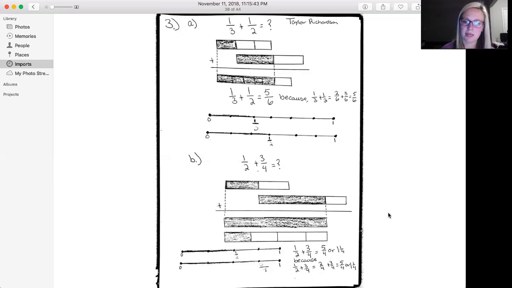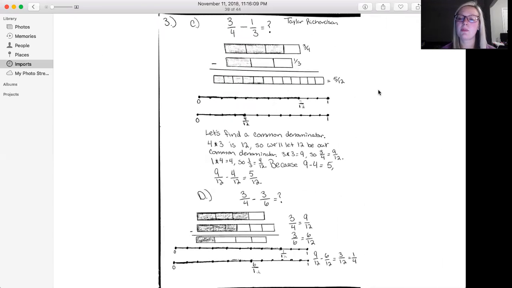And then part B is 1/2 plus 3/4, and we can see again the 1/2 shaded in and the 3/4 shaded in, and this equals more than one. It actually equals 5/4, which is also equal to 1 1/4. And so this is represented by one whole strip shaded in, 4/4, and then 1/4 of another one shaded in.